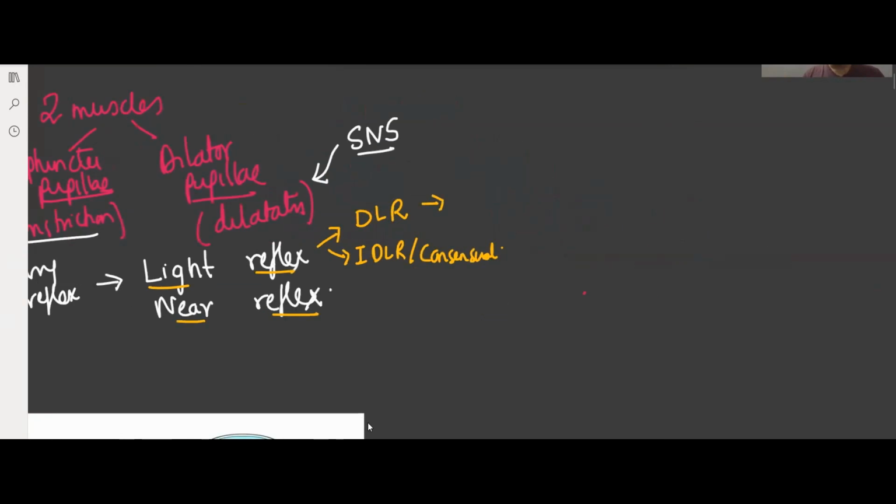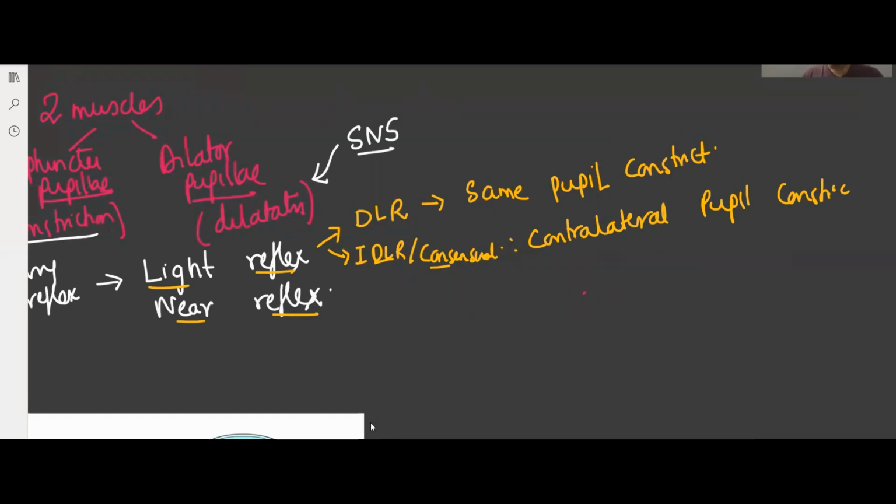A direct light reflex is when you shine a torchlight in one eye and the same pupil constricts. So if you shine a torchlight in the right eye and the right pupil constricts, we call it a direct light reflex. What is an indirect light reflex? When you shine a torchlight in one eye, the other pupil constricts. Suppose you shine a torchlight in the right eye and the left pupil constricts, we call it an indirect or consensual light reflex. So here, the contralateral pupil constricts. So this is about the light reflex.